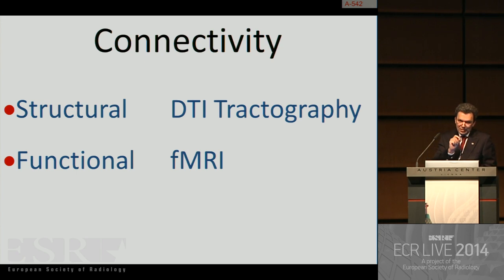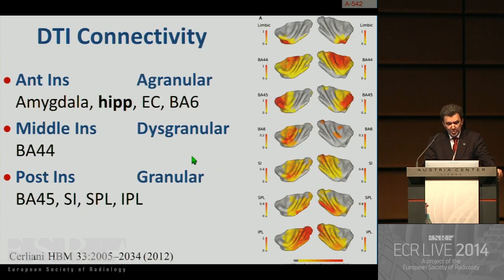To understand the function of an area, we need to look at its connections. Where are they connected to? What is it connected to? There are various ways we can do that. We can do that obviously with tracers, with dissection and so on, but if you want to do that in vivo, you don't have many options. But you have, through imaging, modern options, which is DTI tractography, and from a functional point of view, functional MR.